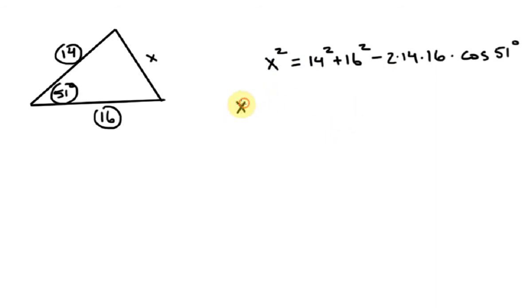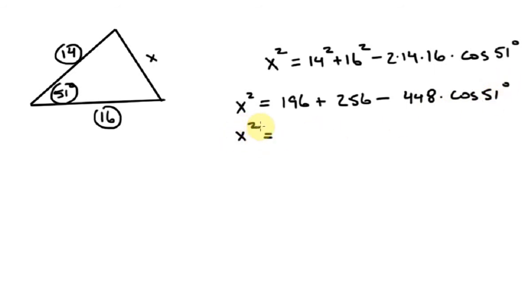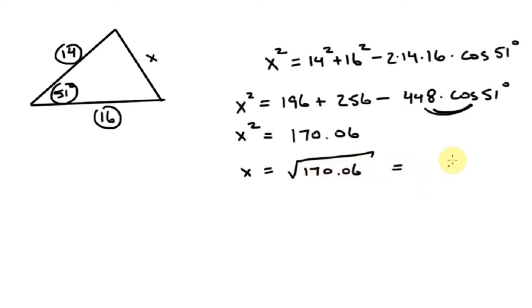Now all I've got to do is crunch the numbers. So let's carefully crunch these numbers. 14 squared and 16 squared. Now here I'm going to go 2 times 14 times 16, which is 448, and I'm going to times that by cosine of 51 degrees. Next step, let's put this through on the calculator. We would go 196 plus 256 minus, make sure you multiply these two things together before you subtract. Think of BEDMAS. The multiplication has to be done before we combine with these numbers here. So we get 170.06. Don't forget to square root both sides, and that's going to give us our correct answer. So to however many decimal places you want to go, usually 2, there is the side across from the 51 degrees. And that's the law of cosines in action.